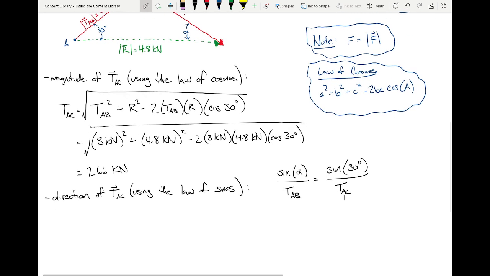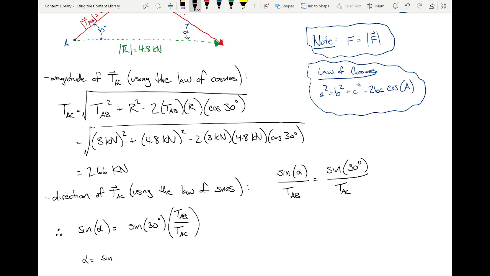So now I can solve for alpha. And how do I do that? Well, what do I do for the sine of alpha? Multiply both sides by TAB, so that the TAB cancels on the left. So we have sine 30 degrees times TAB over TAC. And so alpha is the inverse sine of that.